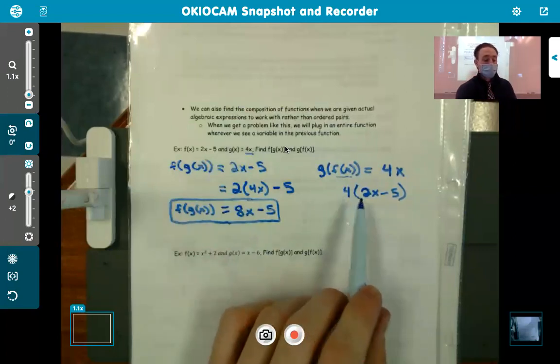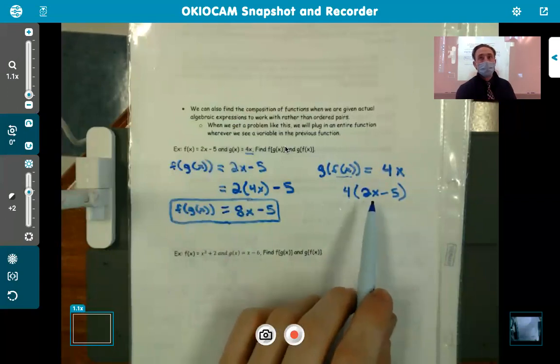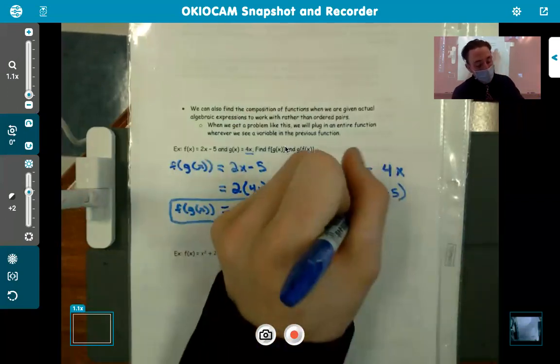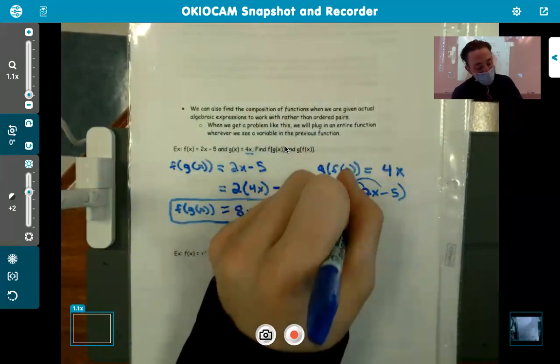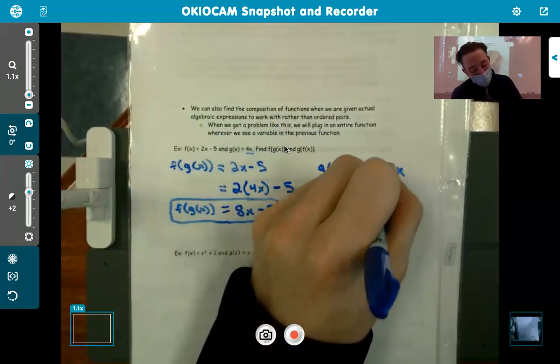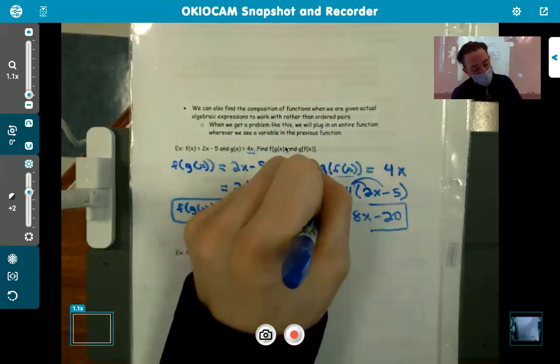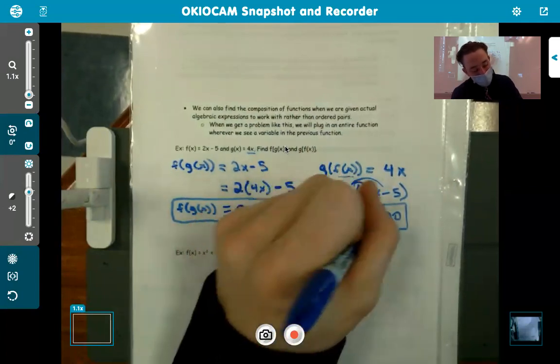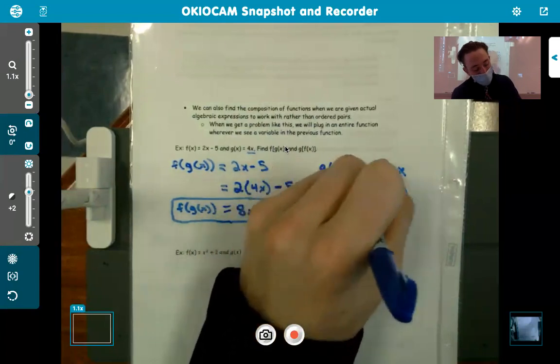What do I have to do with this 4 and the 2 terms inside my parentheses? Distribute. And what happens when I distribute? Good. So g of f of x is equal to 8x minus 20.